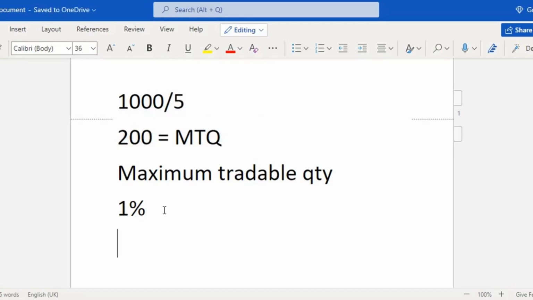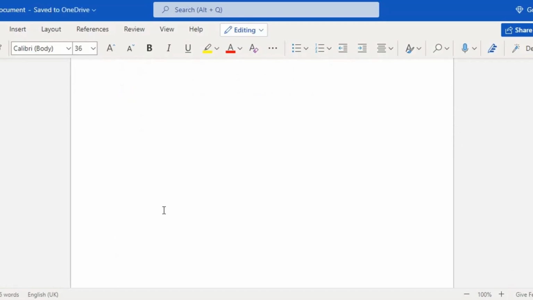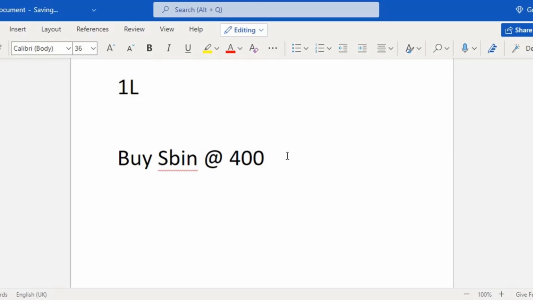So I hope you're getting it. Let's see another example. For example purposes, again, we are going to keep our capital as 1 lakh, so the risk is going to be 1000. Now let's say you want to buy SBI at 400 levels. Your stop loss, with the help of your technical analysis, is 398. So how are we going to define the quantity, the maximum tradable quantity?